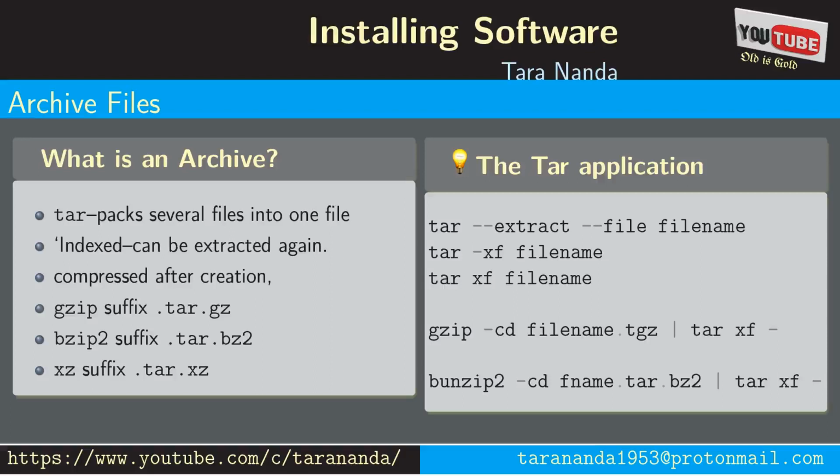The format of a tar file is that it contains a header for each file, and it is indexed by things like file name, the owner's name, the file size, the checksum, and several other properties, so that the file can be extracted later on again. Usually it is compressed after creation.